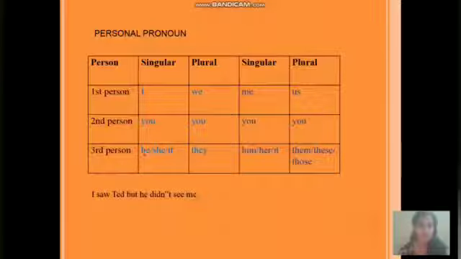And look at the third person pronoun. He becomes him and she becomes her, it becomes it in the singular form, and in the plural form they becomes them in the subject and object forms.